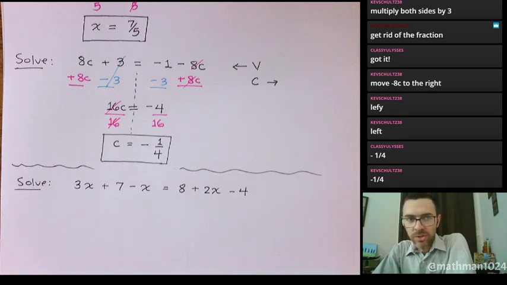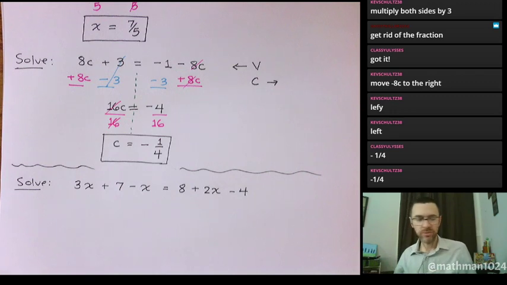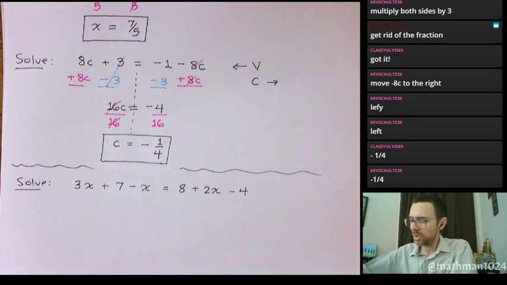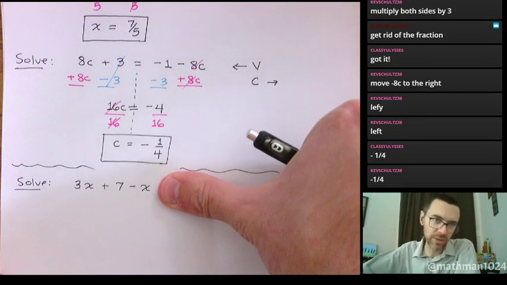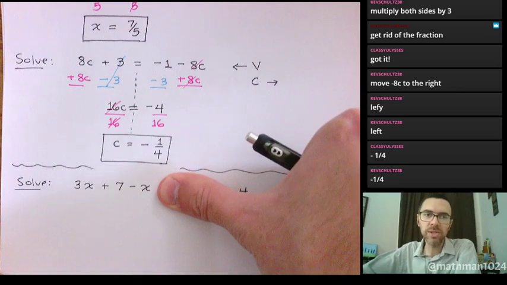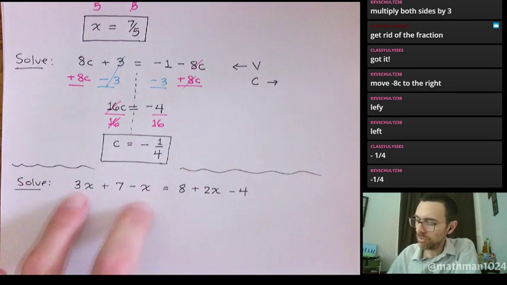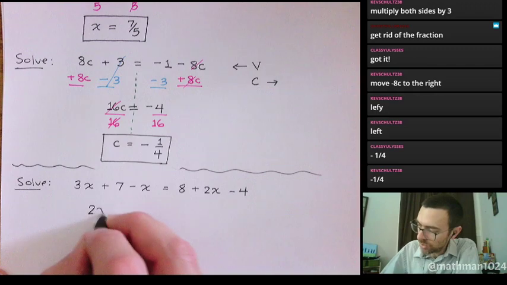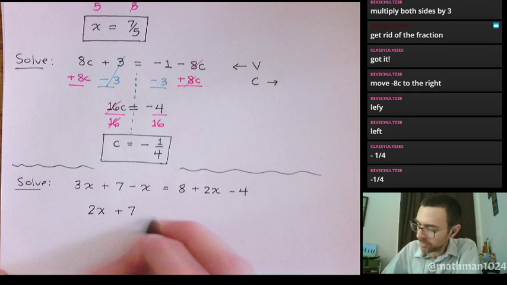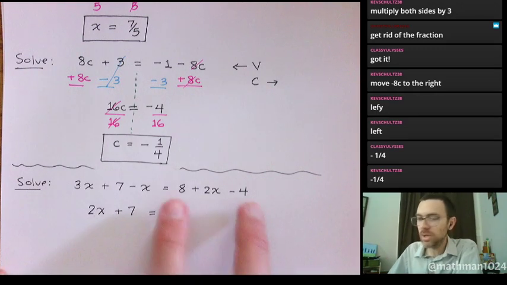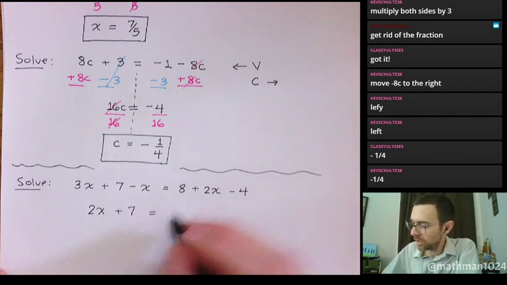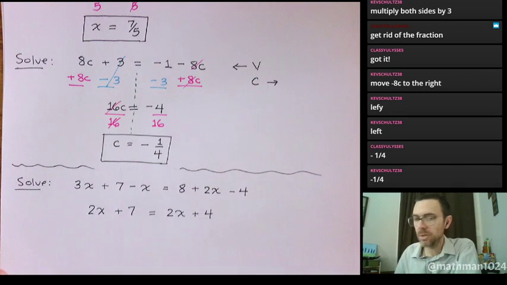The first thing that I need to do here is I need to combine like terms. So on the left side of the equation, let's combine these guys. 3x plus 7 minus x, you can combine these two variable terms, and that gives us 2x, and then we have just plus 7. On the right side, I've got two constant terms, 8 and negative 4. So this becomes 2x plus 4.